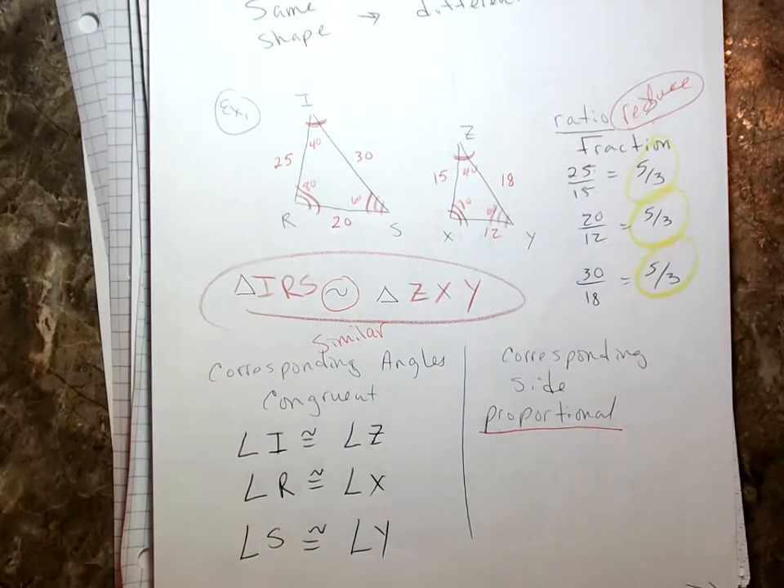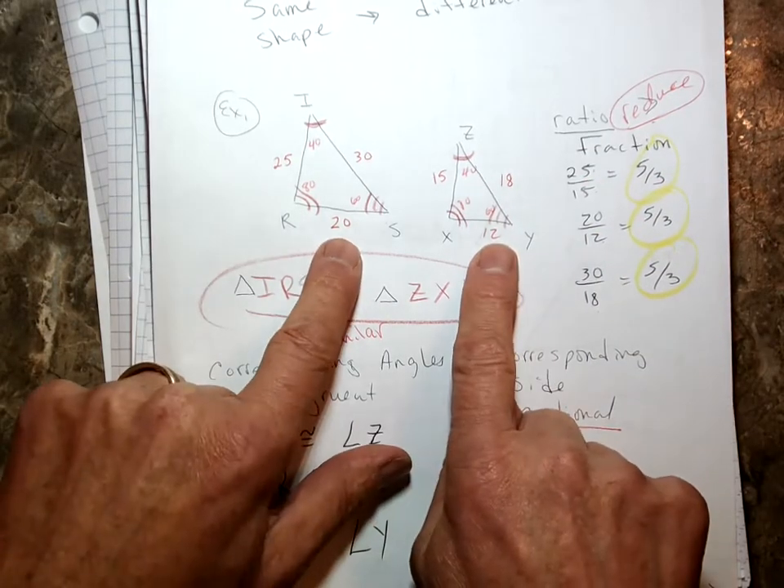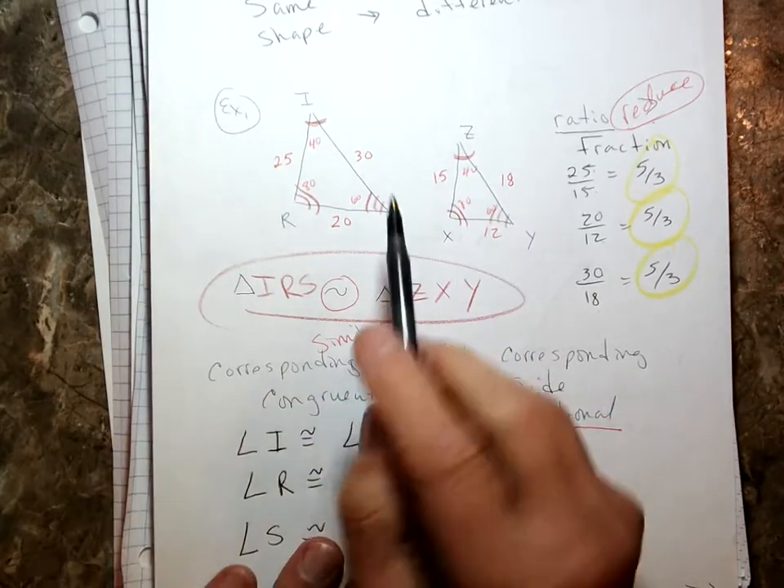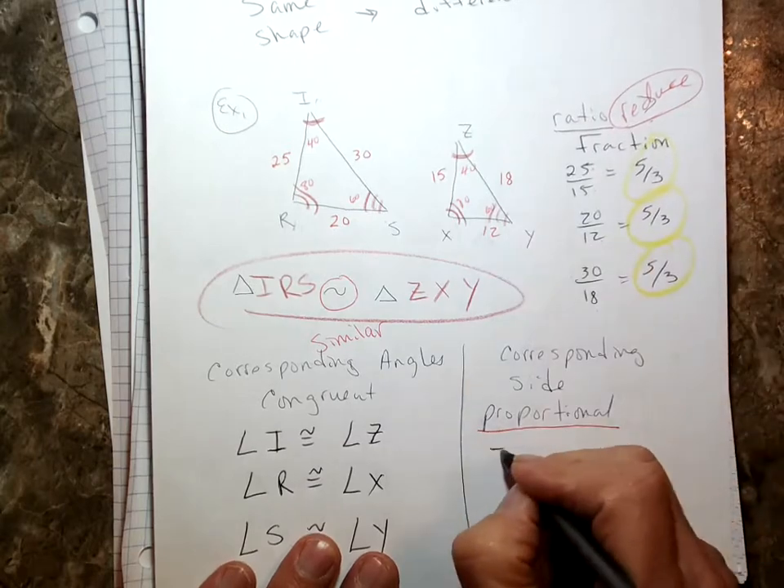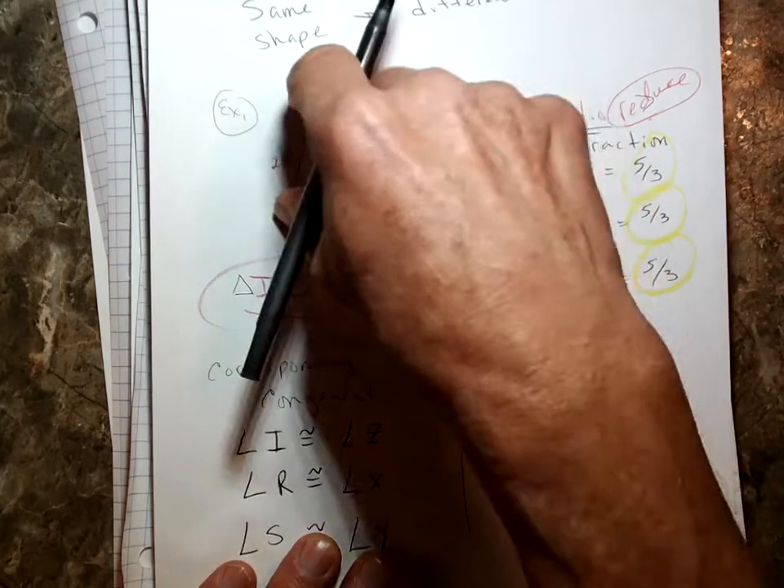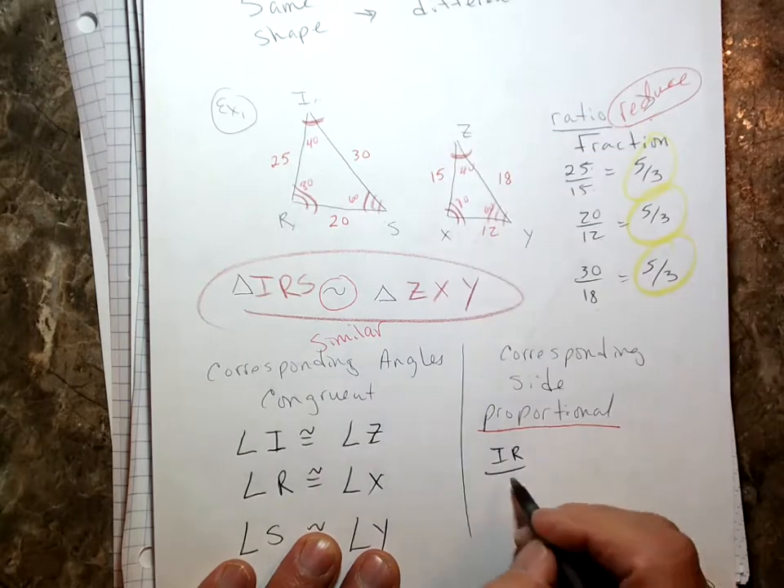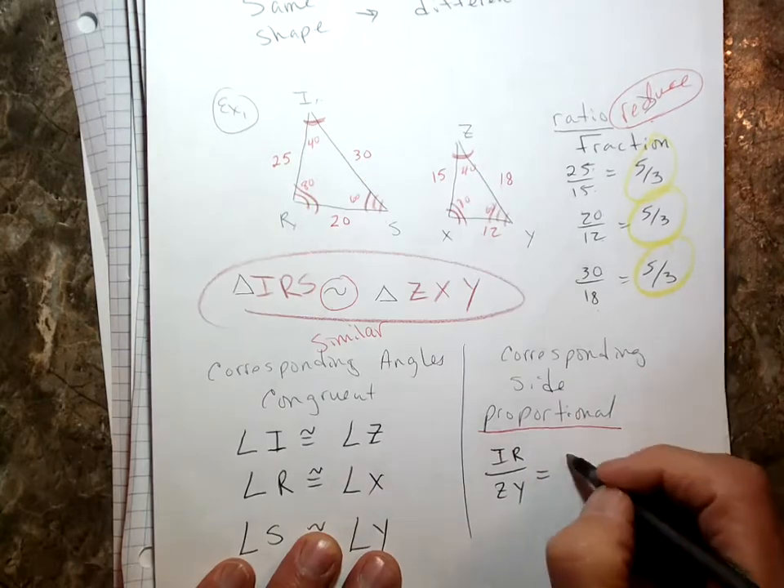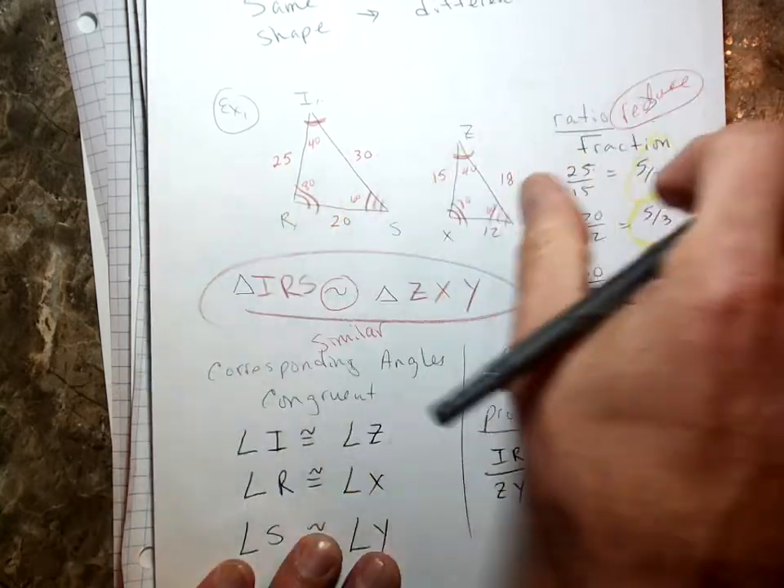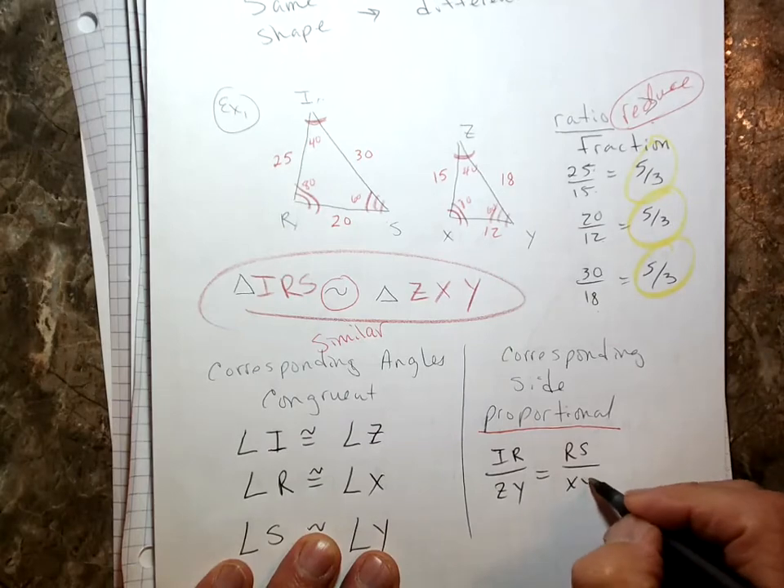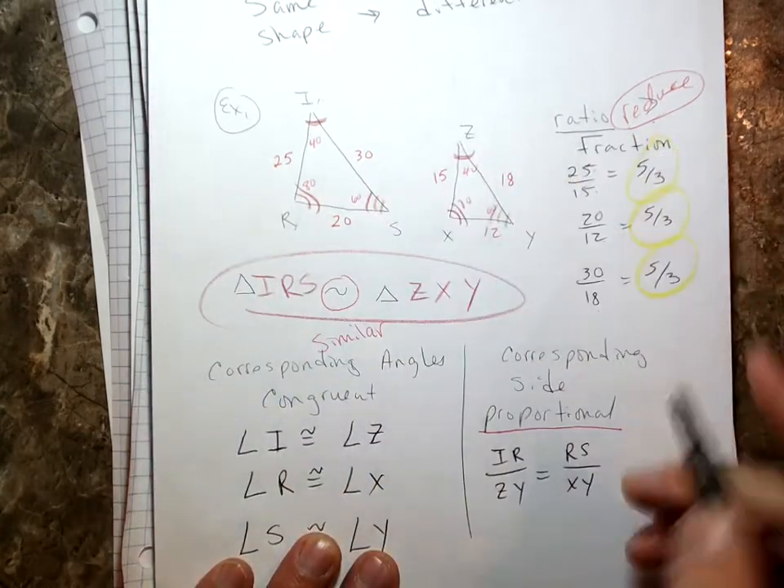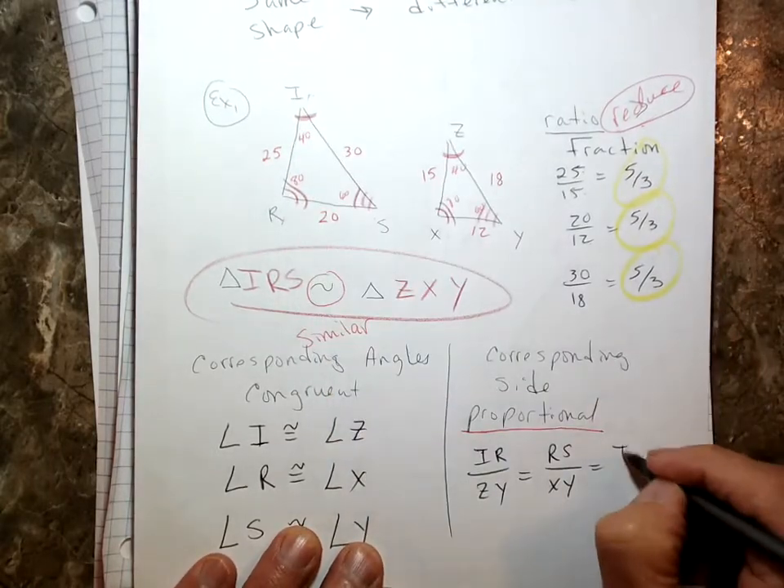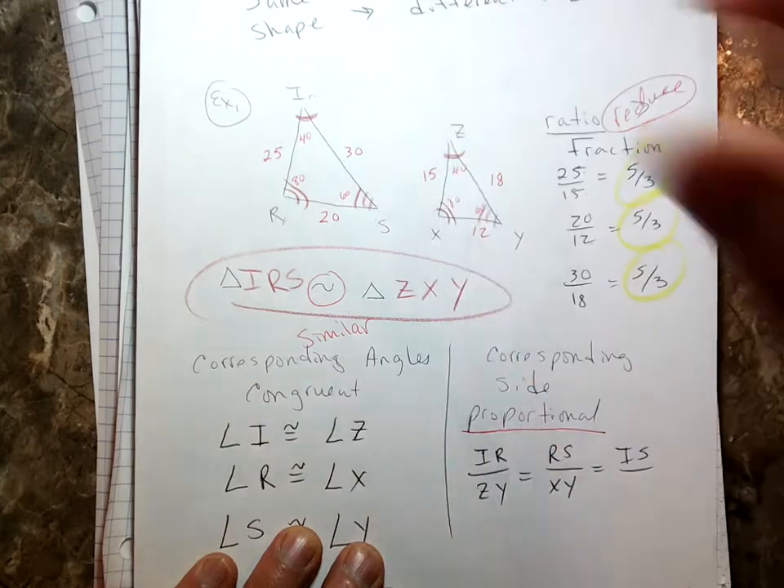Now the sides are not equal. In fact, 20, 12, 25, but they are corresponding. So we can say that side IR over ZX is equal to RS over XY, which is also equal to this proportion, IS to ZY.